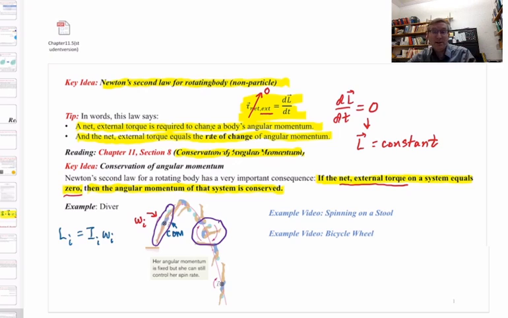So yes, there's a gravitational force, of course, on the diver, but for an axis through the center of mass, no gravitational torque. No torque, no dL/dt. No dL/dt, L is constant. Okay, so if the angular momentum of the diver is constant, now what have we done? We'll call this L final. That's got to be I final times omega final. We have made the I final a lot less than the I initial.